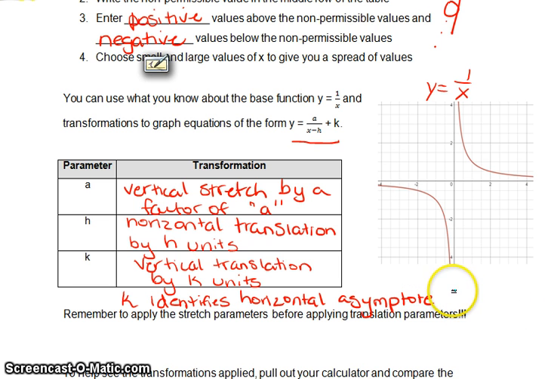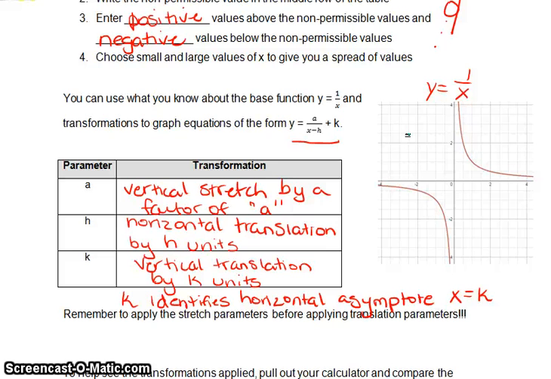So what we'd have is, say, our asymptote would be x is equal to k. Just as a little reminder there, what order do we apply these transformations or these parameters in? Remember, you apply the stretches first. In this case, we only have the one. And then from there, it doesn't matter if you apply h or k first. Just from there, you apply your translations. So remember, apply that parameter a first, then you can do h and k.